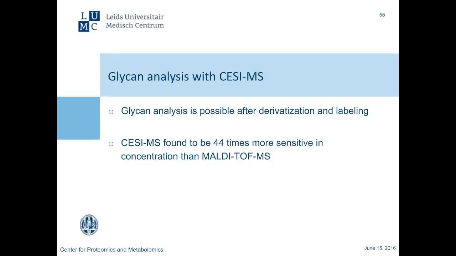As a summary, I would say glycan analysis with CESI MS is possible. You only need to derivatize your sialic acids, and you need to add a positive label. And for us, the most interesting fact was that CESI MS is found to be 44 times more sensitive in concentration compared to MALDI MS measurements.